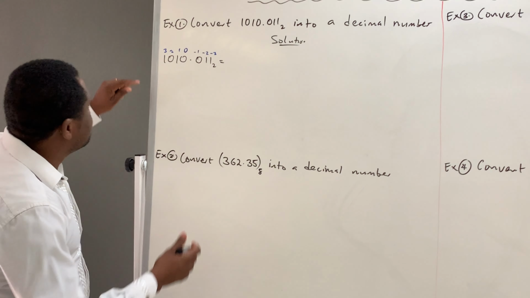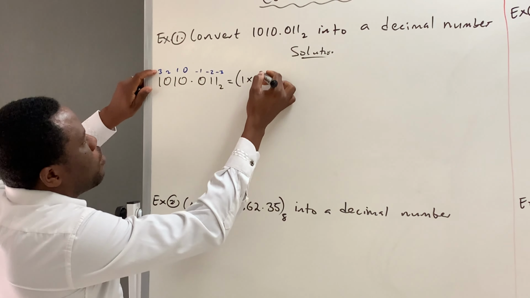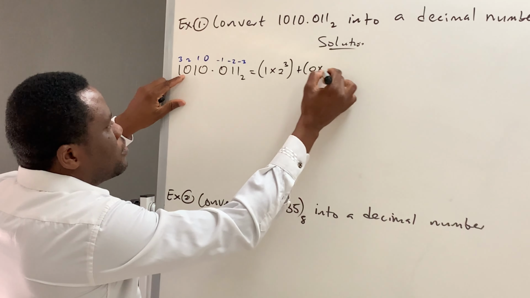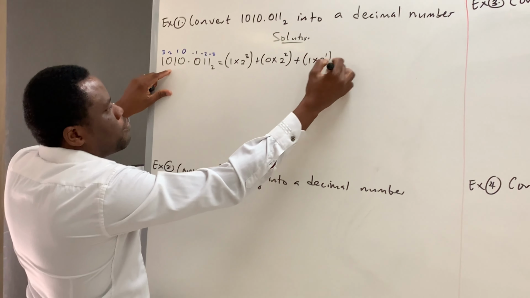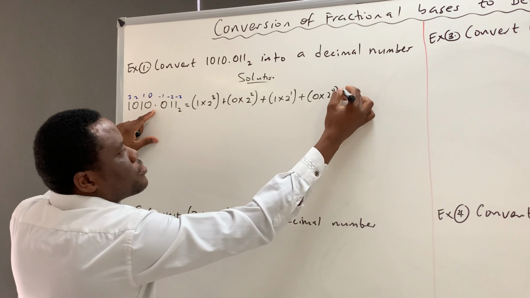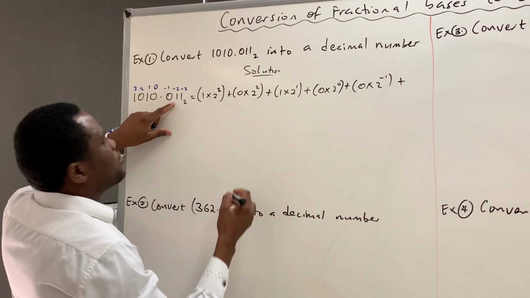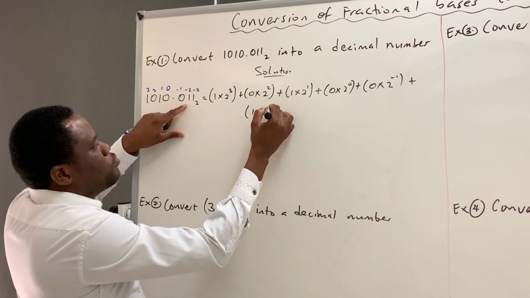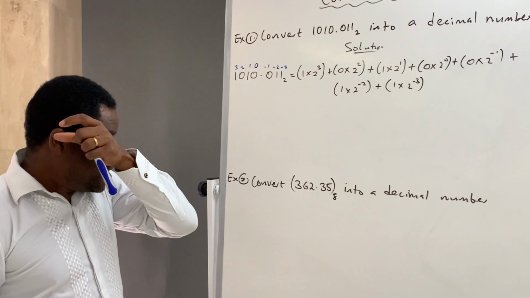Now, let's begin. The first number is 1 times 2 power of 3. The next procedure is the same. Next, 0 times 2 power of 2, plus 1 times 2 power of 1, plus 0 times 2 power of 0. This one is finished. Plus, continue. 0 times 2 power of negative 1, plus the next, 1 times 2 power of negative 2, plus 1 times 2 power of negative 3. This is continuing.